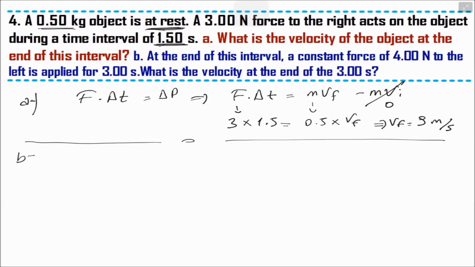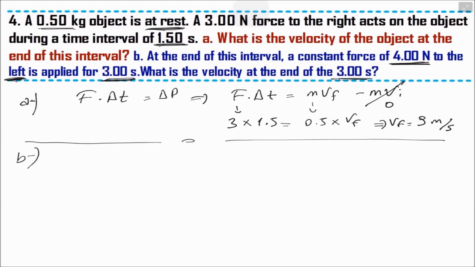And at part B, it says what? Let's see. At the end of this time interval, a constant force of 4 Newton to the left. That's important, left. Applied for 3 seconds. So time is 3. What is the velocity at the end of the 3 seconds? So now it's asking for final velocity again, but the object already has some velocity. Then a force is applied in the opposite direction.